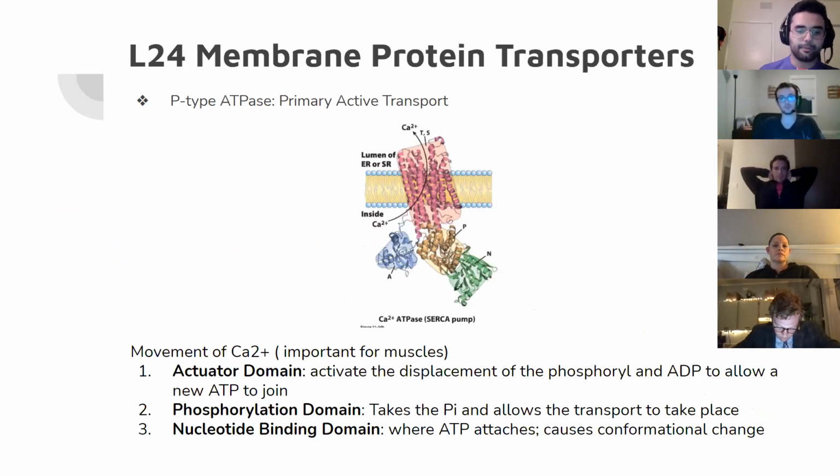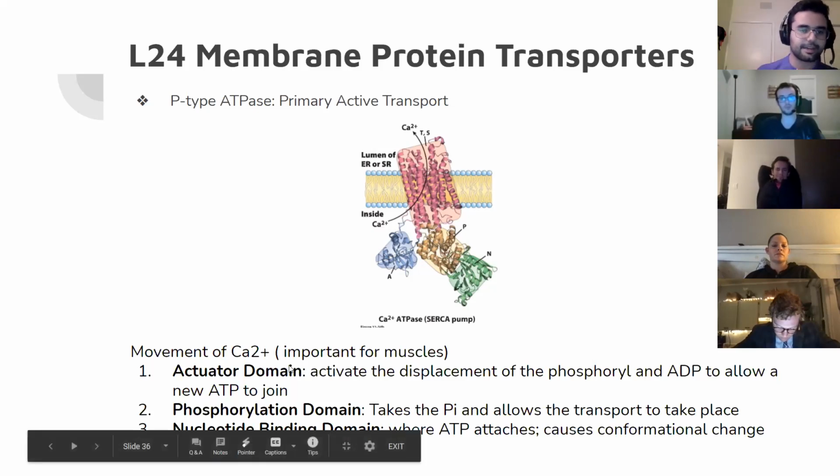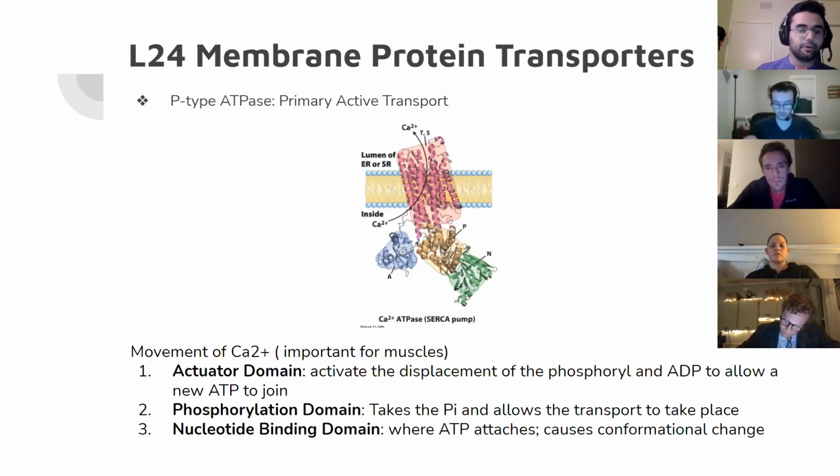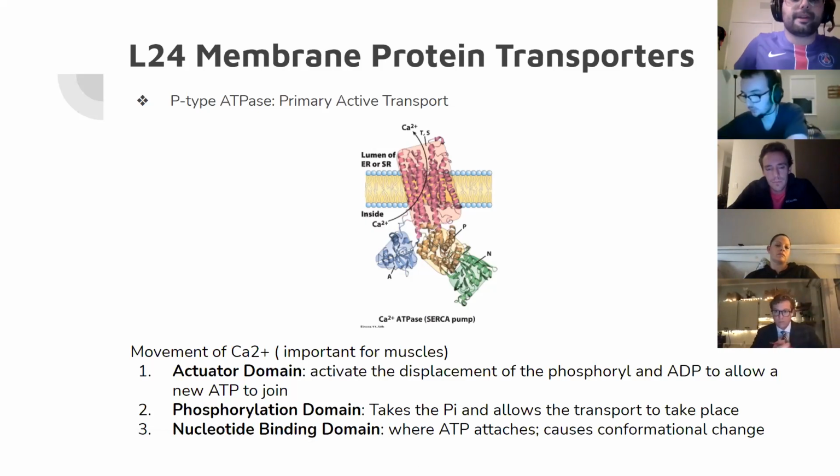We have our actuator domain, which activates the displacement of a phosphoryl in ADP to allow a new ATP to join. I like to think of this guy as the recycler: it removes everything that we don't need to open up space for things we need. We have our phosphorylation domain, which takes that inorganic phosphate to allow the transport to take place. And then we have our nucleotide binding domain, which is where ATP attaches and then eventually gets dephosphorylated, and then causes the conformational change to allow the transport to occur. Okay.